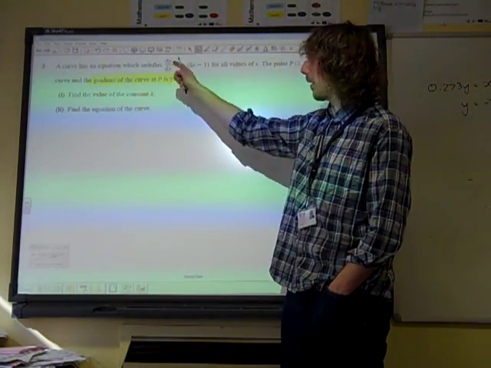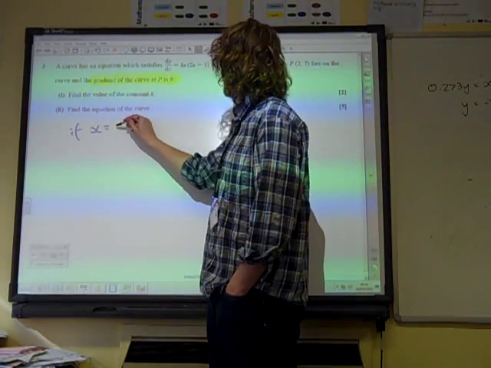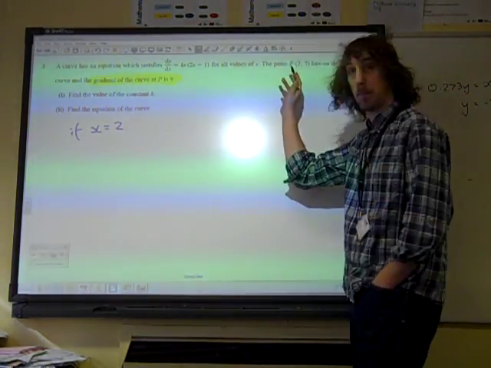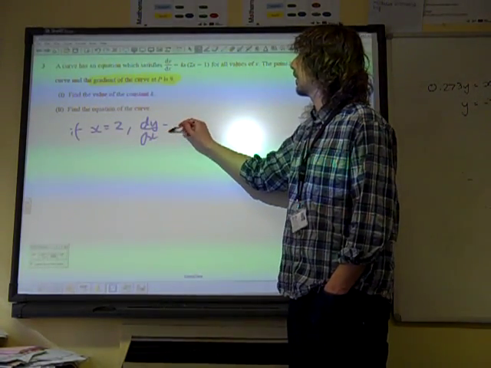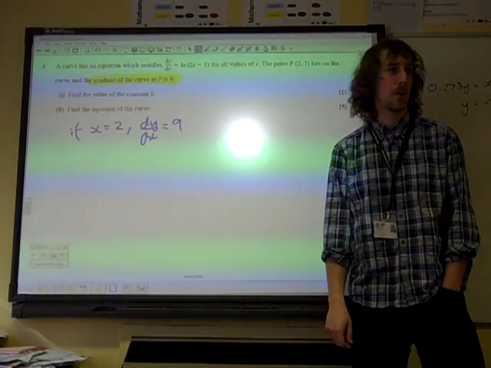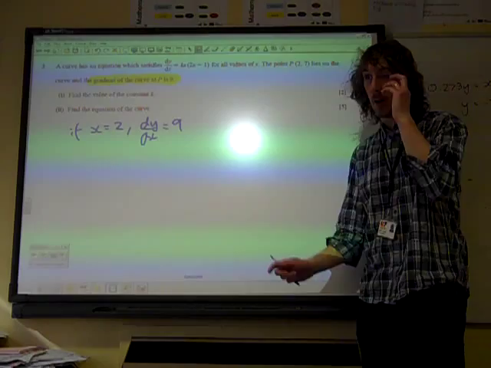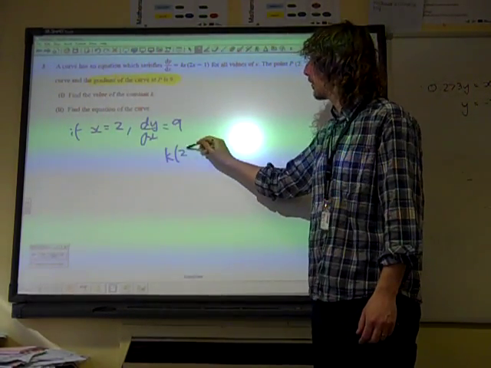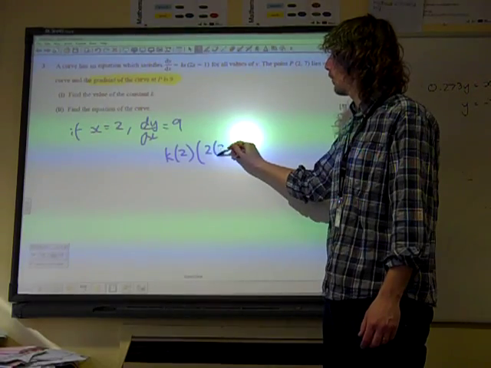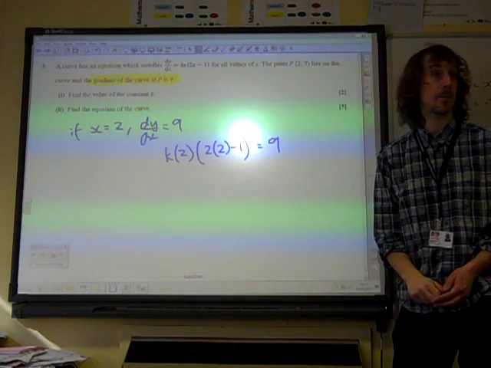So what that bit I've just shaded in yellow means is that if x equals 2, that's what happens at P, then dy by dx equals 9. So before we do anything else about integrating, we're going to use that bit of information. So that means that k times 2 times (2 times 2 minus 1) is equal to 9.